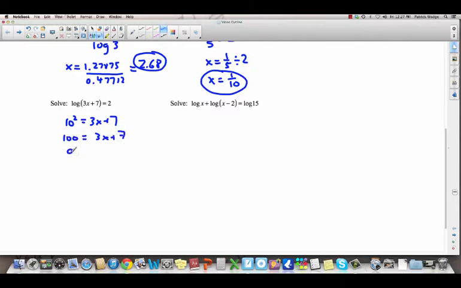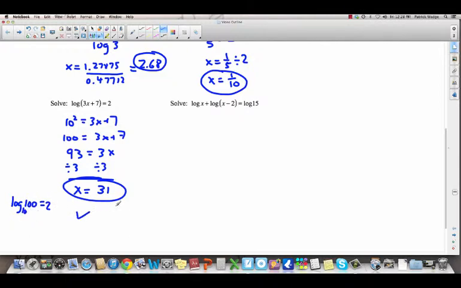Take away 7 from both sides, you get 93 equals 3x. Divide by 3. You get x equals 31. Of course, as always, if you're not sure of your answer, and this is a great way to check for extraneous roots, you can plug it in to the original question and see if it works. So let's try it. 3 times 31 is 93, plus 7 is 100. So we end up with the common logarithm of 100 equals 2. Is that true? Yeah, because base 10 squared is 100. Yep, that works, so we know this is correct.